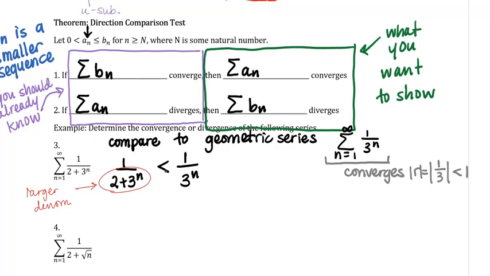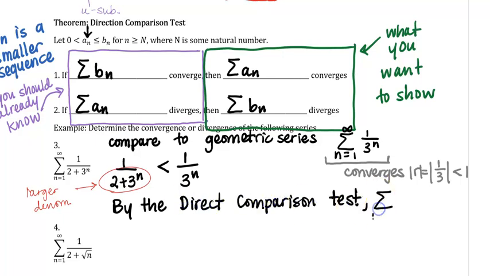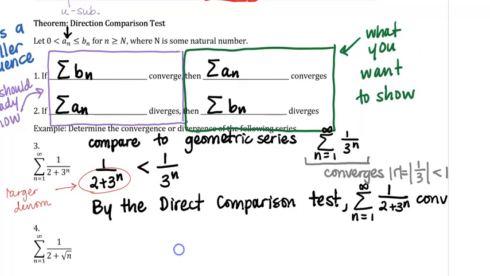So what we have already is a larger convergent series. We have found a series that was bigger than the one we were working with, and it converges. So that must mean that by the direct comparison test, the series from n equals 1 to infinity of 1/(2 + 3^n) must also converge.